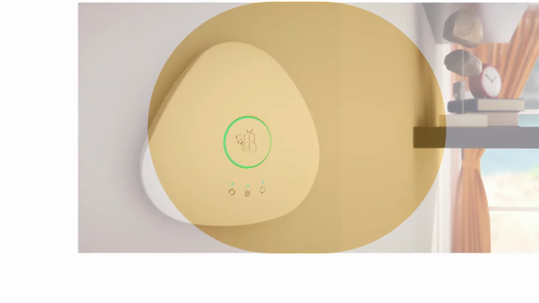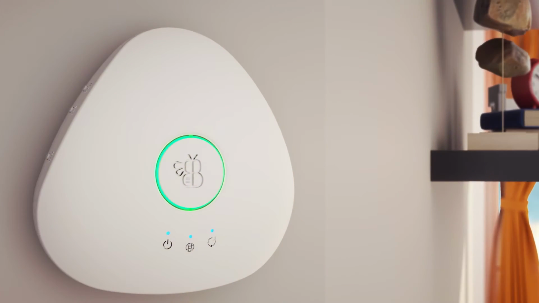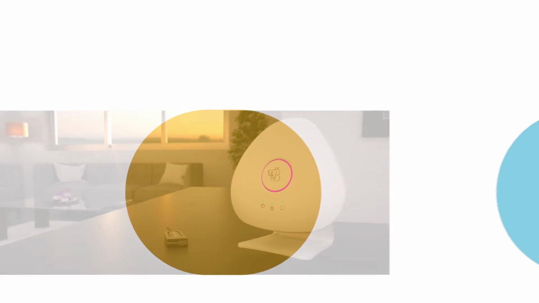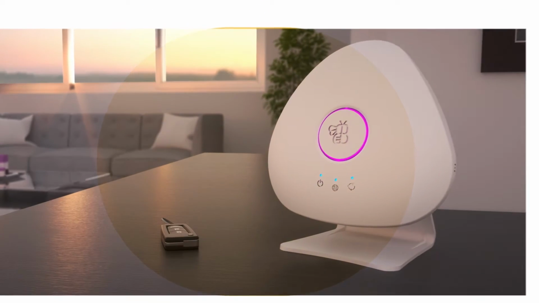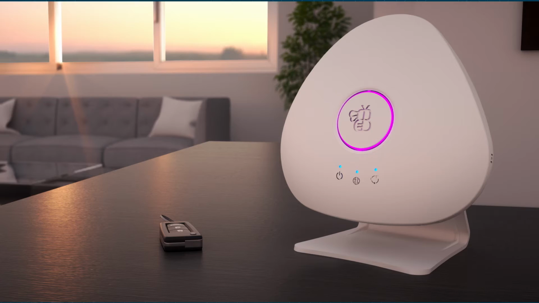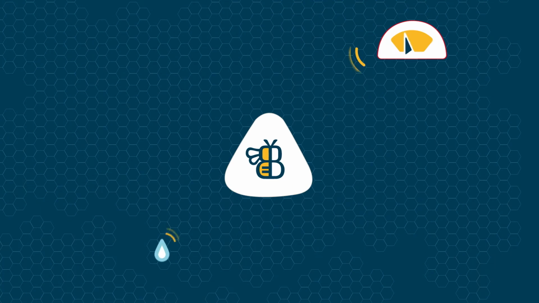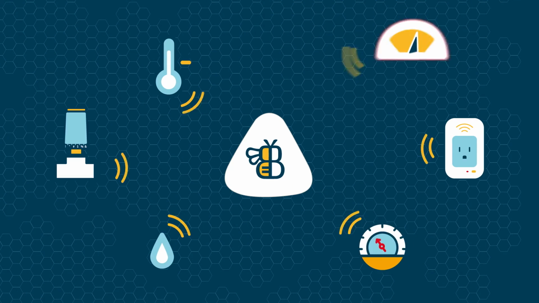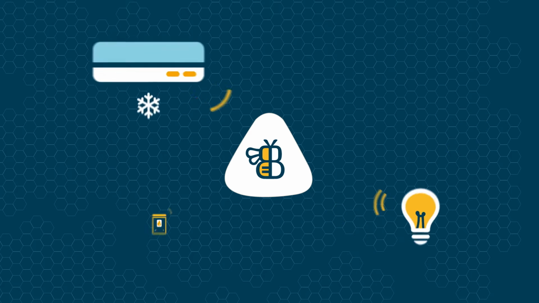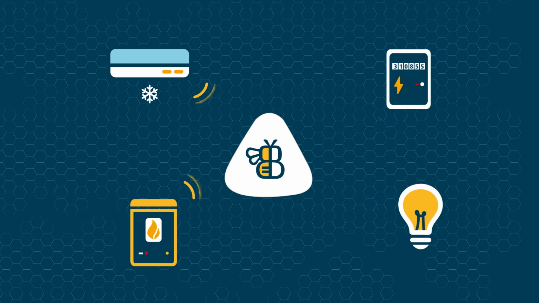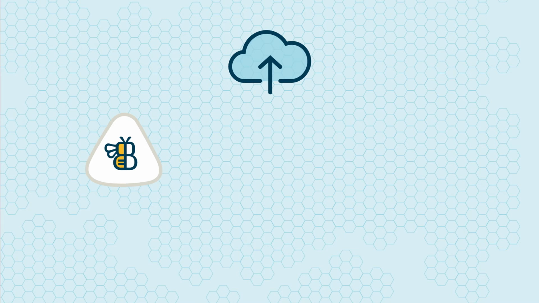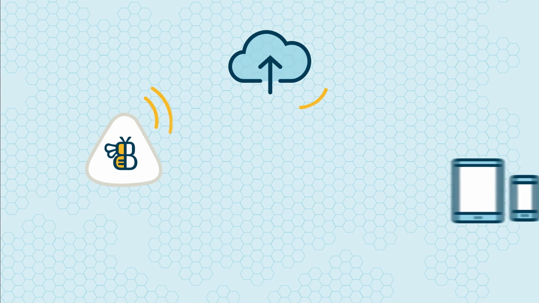Here's how it works. The heart of the system is the Beeta multi-protocol gateway, a desktop or wall-mounted unit that can be set up easily without the need for a professional installer. The gateway collects its data from sensors, installed either around the building or connected to the building's energy systems. It sends this data to the cloud, either to our own or to a third-party platform.